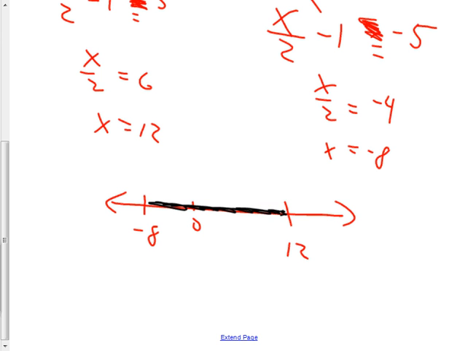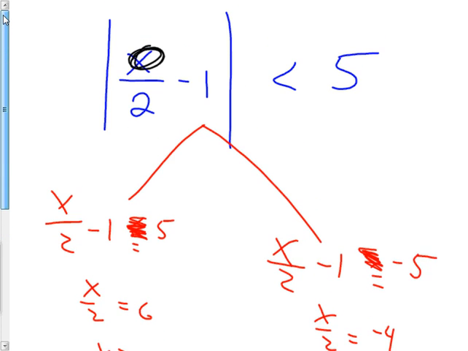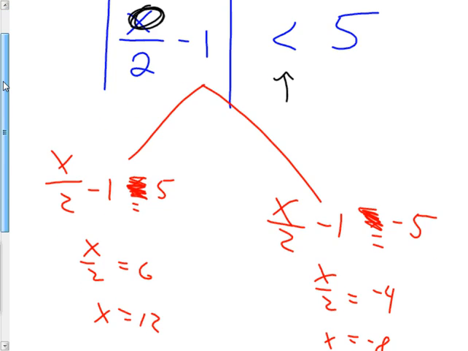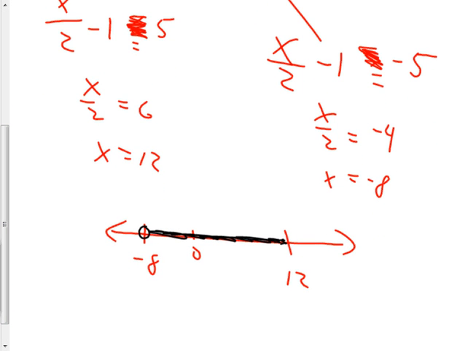The endpoints themselves, the negative 8 and the 12, you can tell if they're going to work by whether or not this sign has an or equal to. And since it does not have an or equal to, they will not work. So this is empty and empty. They don't work on the ends.